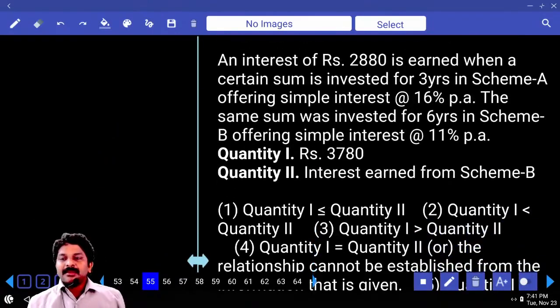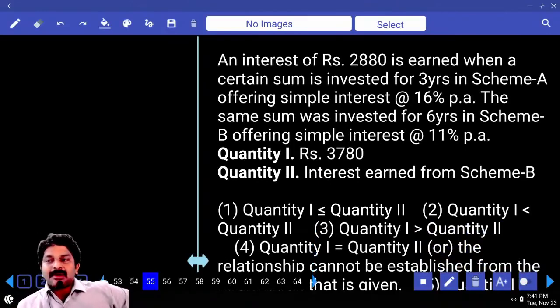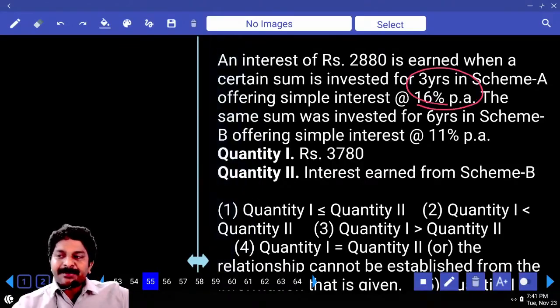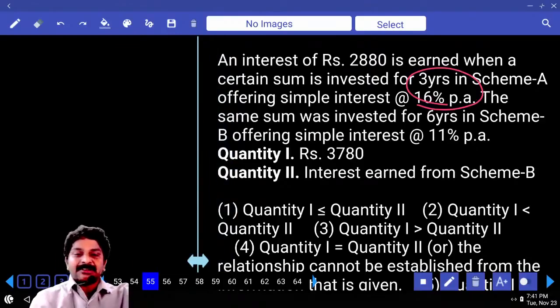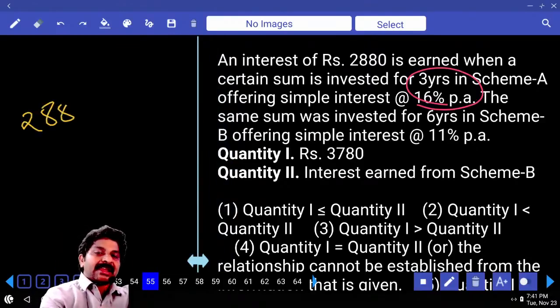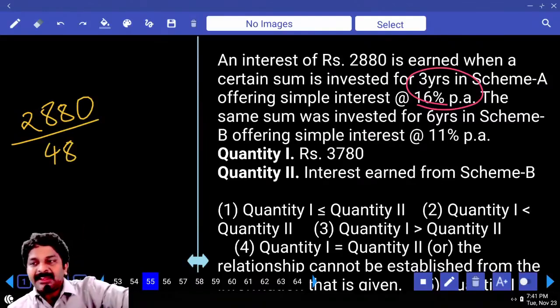Come on. Q1 and Q2. An interest of 2,880 is earned when a certain sum is invested for 3 years in scheme A offering simple interest. So at 16% per annum, interest for 3 years is 48% only. 2880 is 48%. 1% is divided by 48. Correct? The same sum was invested for 6 years in scheme B offering simple interest at 11% per annum.